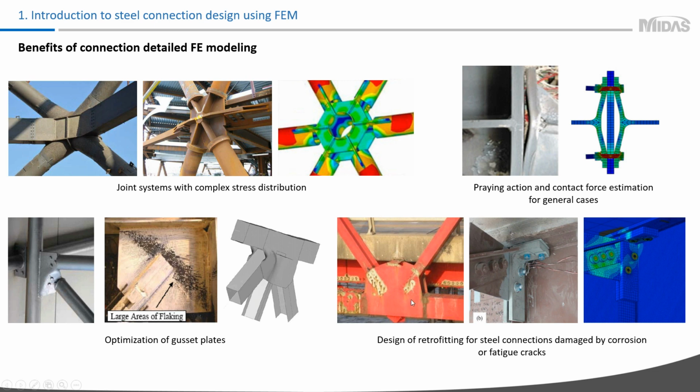And the last example of using detailed finite element modeling is the design of retrofitting systems. This is necessary for structures that have been in service for a long time, where the connection has some problem with capacity, like reduction of plate thickness due to corrosion, or because of fatigue or crack initiation.